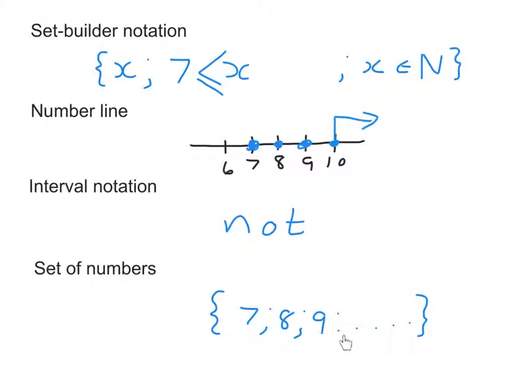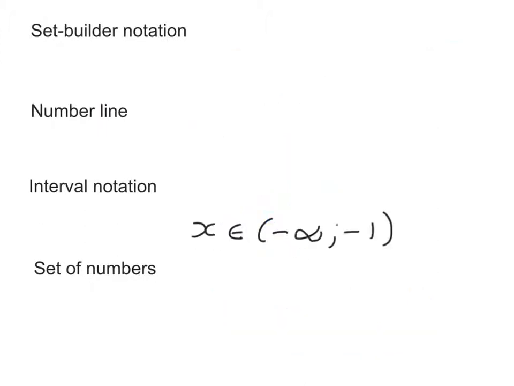We can write it as a set. This also means go on forever. You can write it on a number line. You cannot put it in interval notation, and we can put it in set builder notation like this. Let's see if you can answer this one. Pause the video again and see if you can fill in the missing notations.